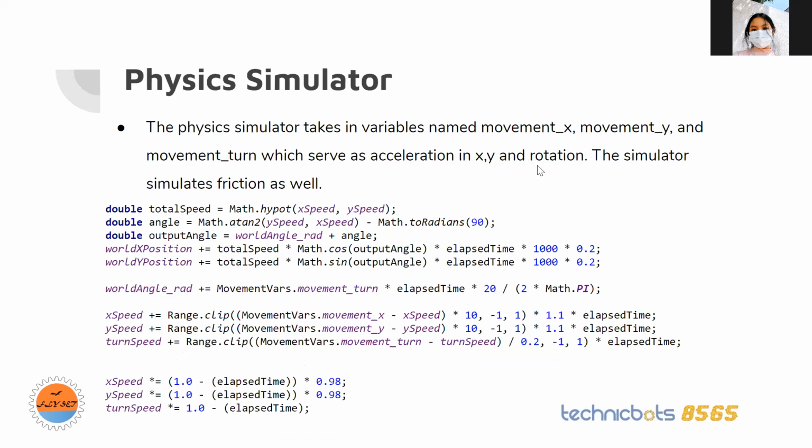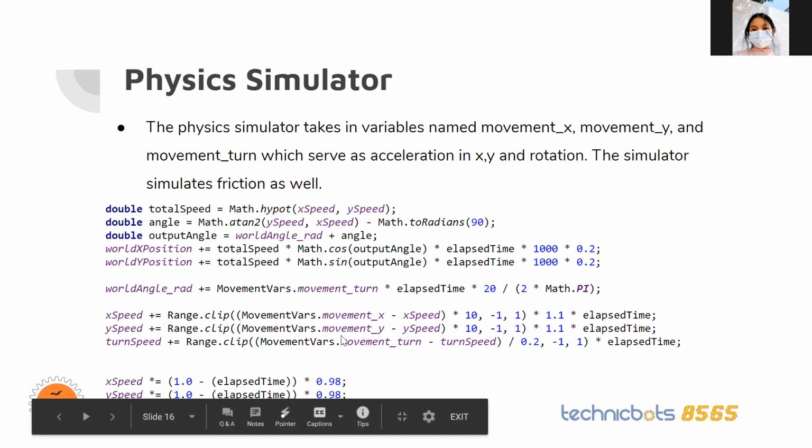And then here's the physics simulator. It takes in movement X, movement Y, and movement turn, which serve as acceleration in X, Y, and rotation. The simulator also simulates friction. At the top here, it's incrementing your position based on your velocity. Then here it changes your speed based on your essentially simulated motor powers. And at the bottom is where it calculates friction.